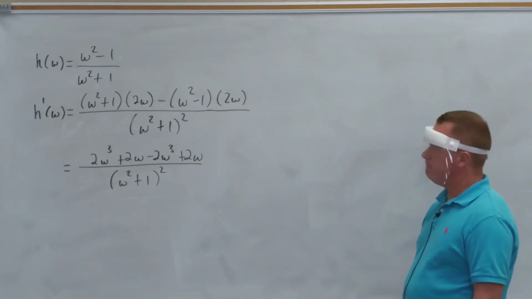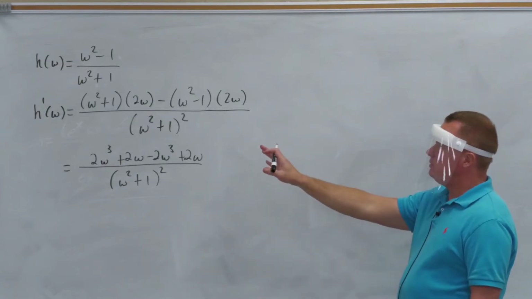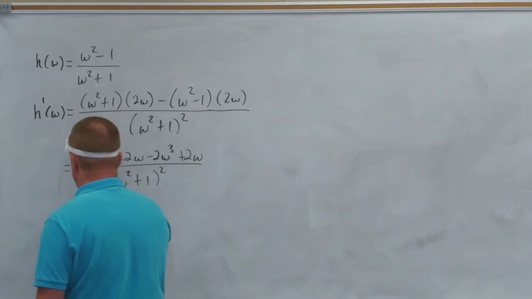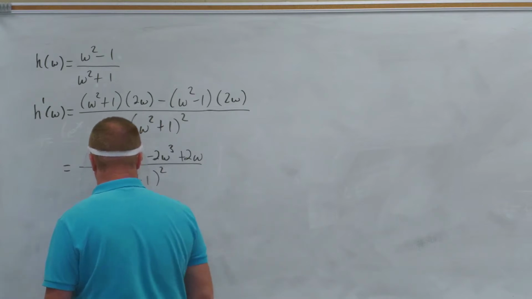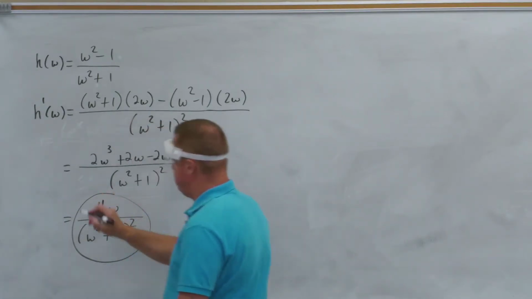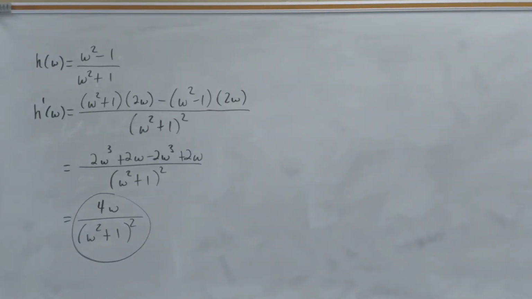All right. Now in the numerator, the 2w cubed minus 2w cubed, that's just 0. So I have 4w over w squared plus 1 squared. That would be the derivative function. Okay? Questions about that?